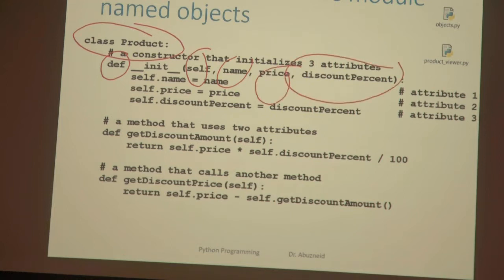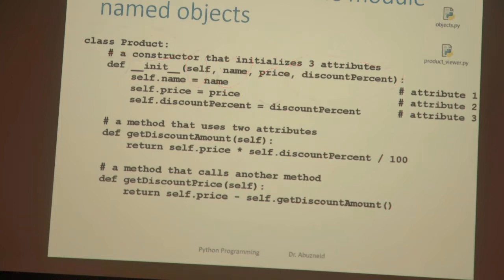So how many parameters does this class have in here? Three. And the first one is always self. So what we are saying is self.name: this class and the attribute name, give it the value of what? Of the name. So the name passed to the class will go to this name, the price will go to the price in here, and the discount percentage will go to here.